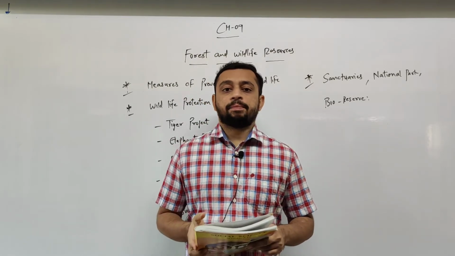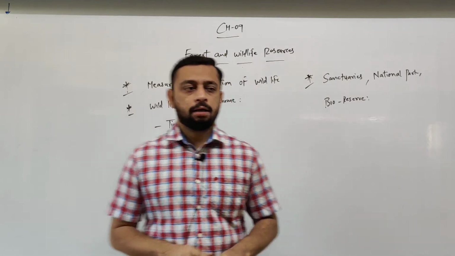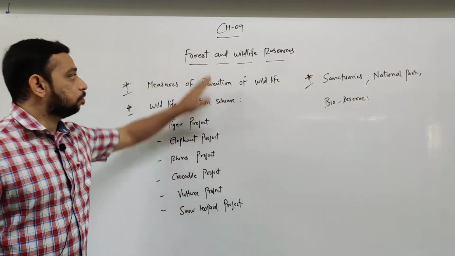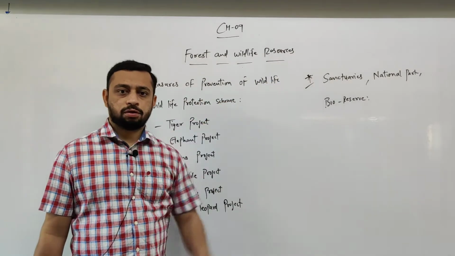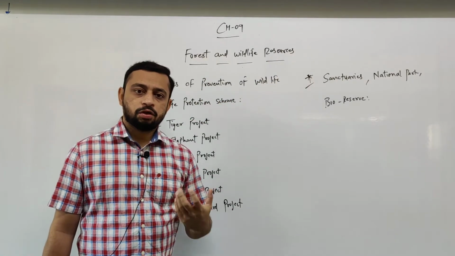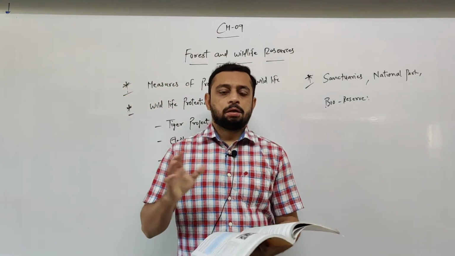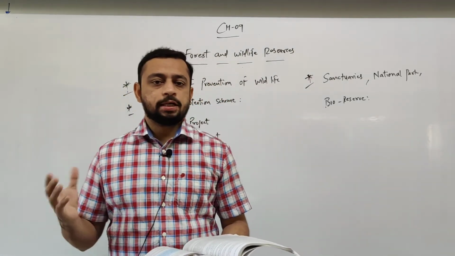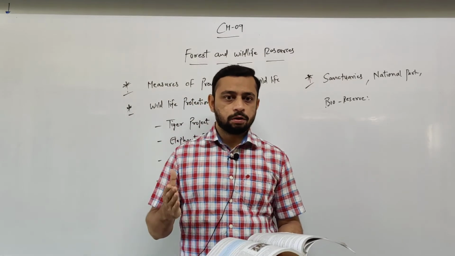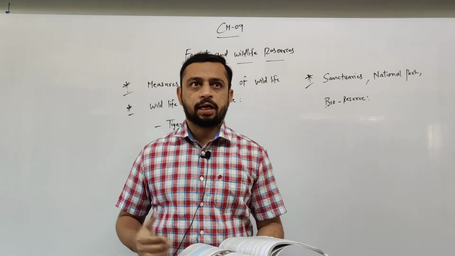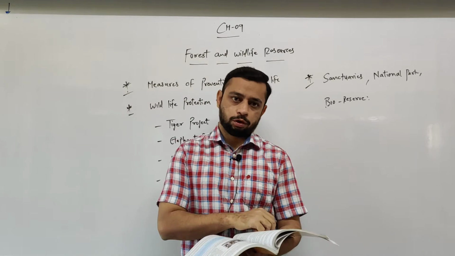We were discussing chapter number 9, right? The name of the chapter was Forest and Wildlife Resources. This chapter, as I said previously, is divided into two parts. First is the forest and second one is the wildlife resources, right?